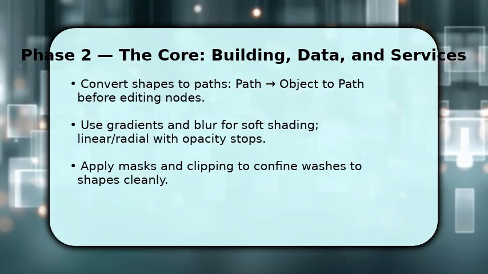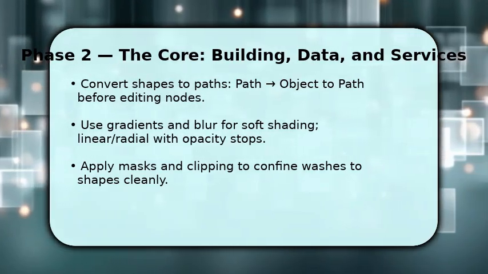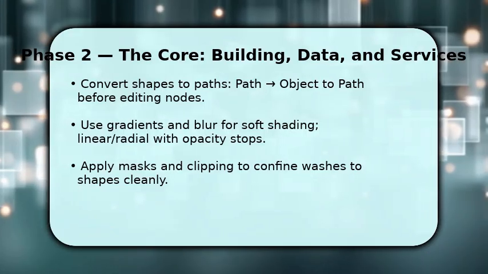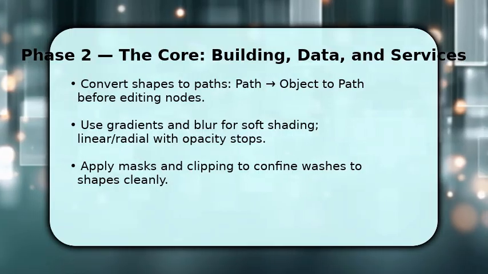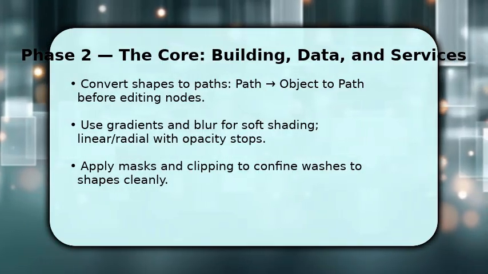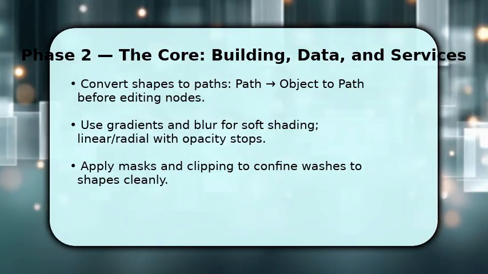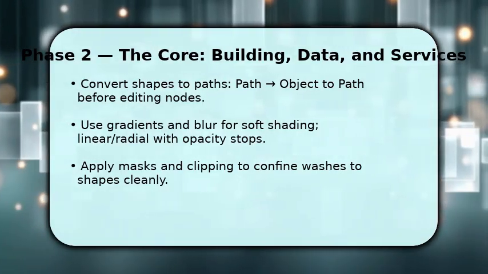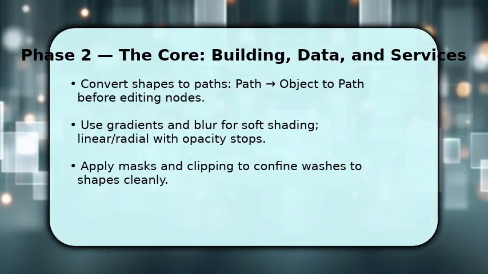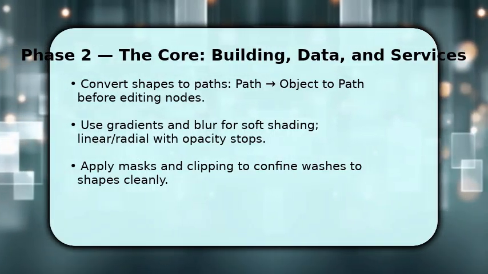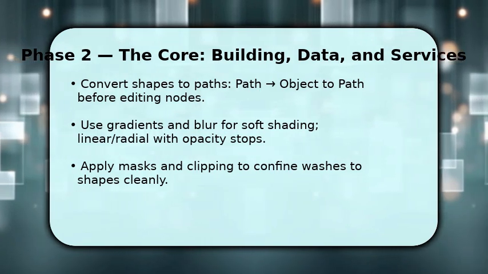For depth, add gradients. Use linear for planar light and radial for rounded forms, and adjust opacity stops to blend smoothly. Duplicate a shape, blur the copy slightly, and use it as a shadow layer for subtle volume. Finally, confine washes by creating a mask or using clip so your shading stays inside the intended form. This keeps edges clean while you refine.